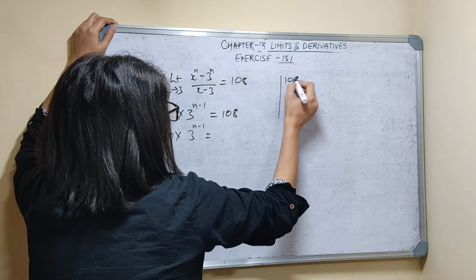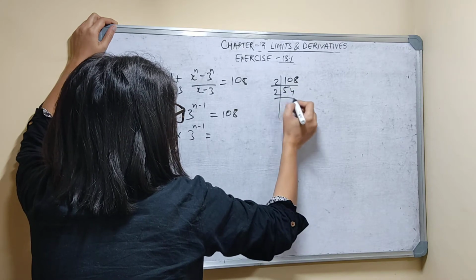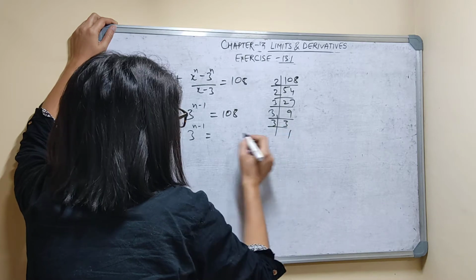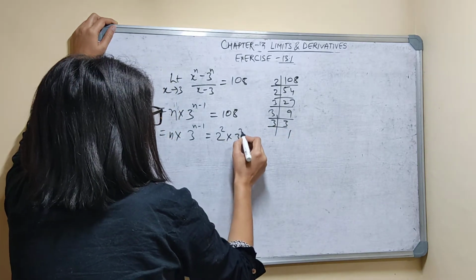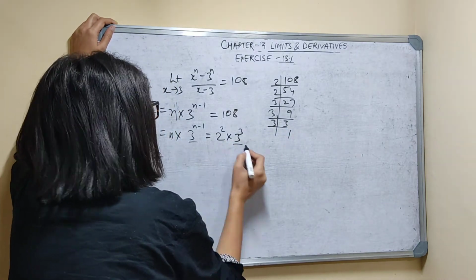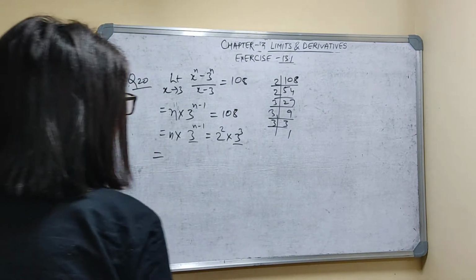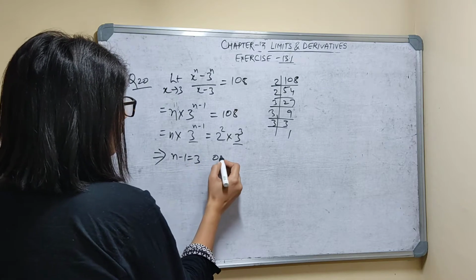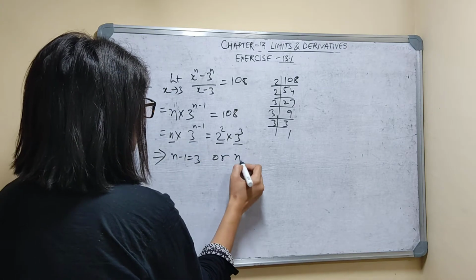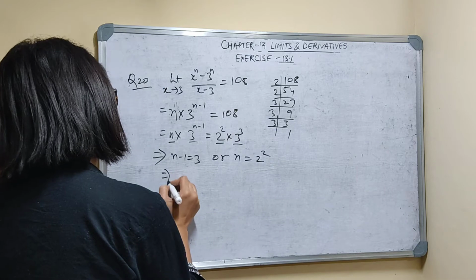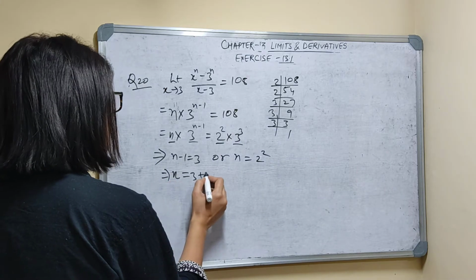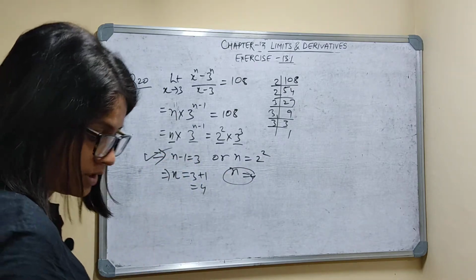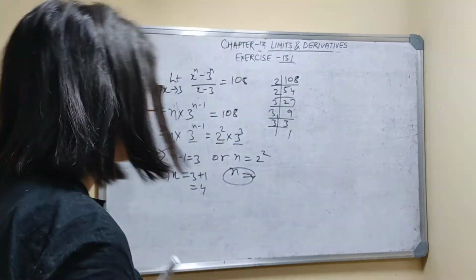I have to factorize 108: 2 times 54, 2 times 27, 3 nines are 27, 3 threes are 9, 3 ones are 3. So 2 times 2 into 3 times 3 times 3. So you can see the base 3 here and here, so you can compare the powers. So n minus 1 is equal to 3, and n is equal to 2 power 2 here. So n minus 1 is equal to 3, so n is equal to 3 plus 1, which is 4. n is equal to 4. So the answer is 4. Now question number 21.